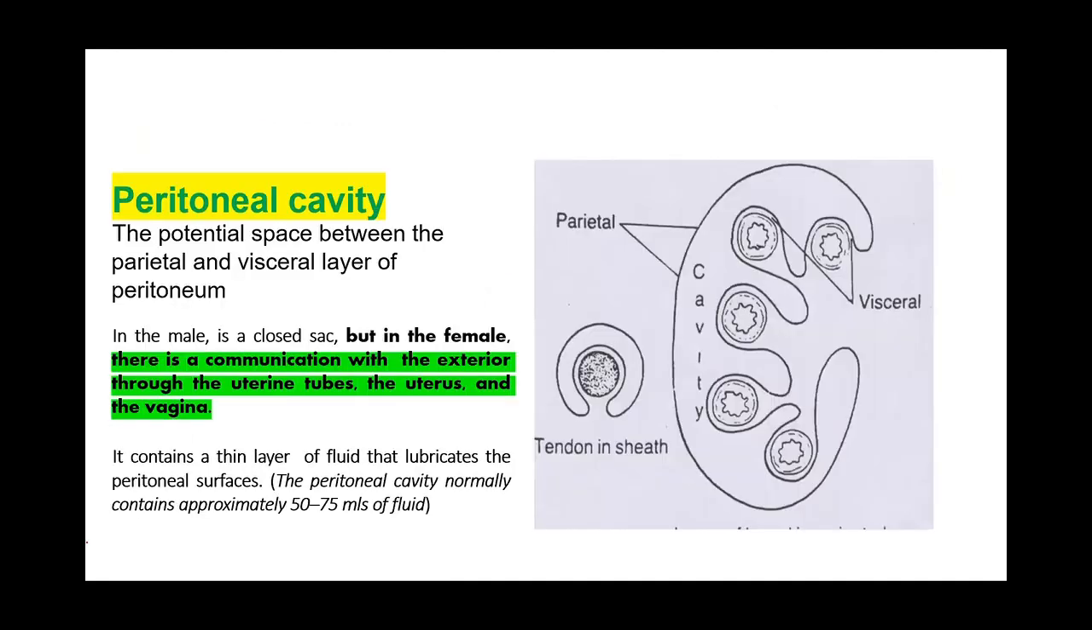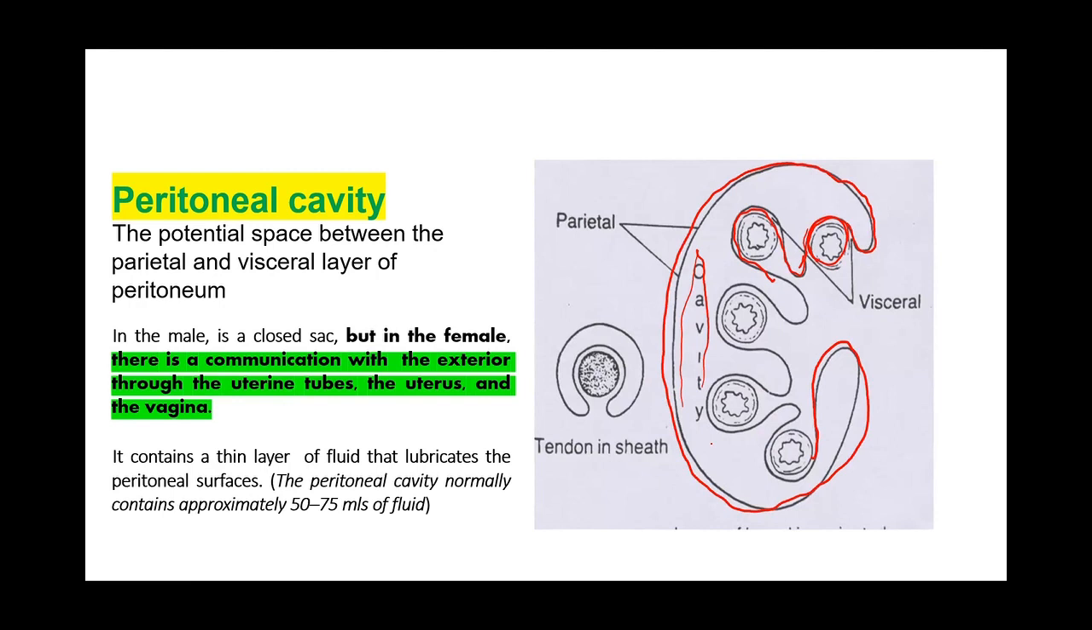So, as we mentioned, the cavity is the potential space between the parietal and the visceral layer of peritoneum. As we demonstrated earlier, this is the cavity, okay? And you have the visceral peritoneum lining the organs, you can see, while the parietal peritoneum is lining the wall, and in between you have the cavity.